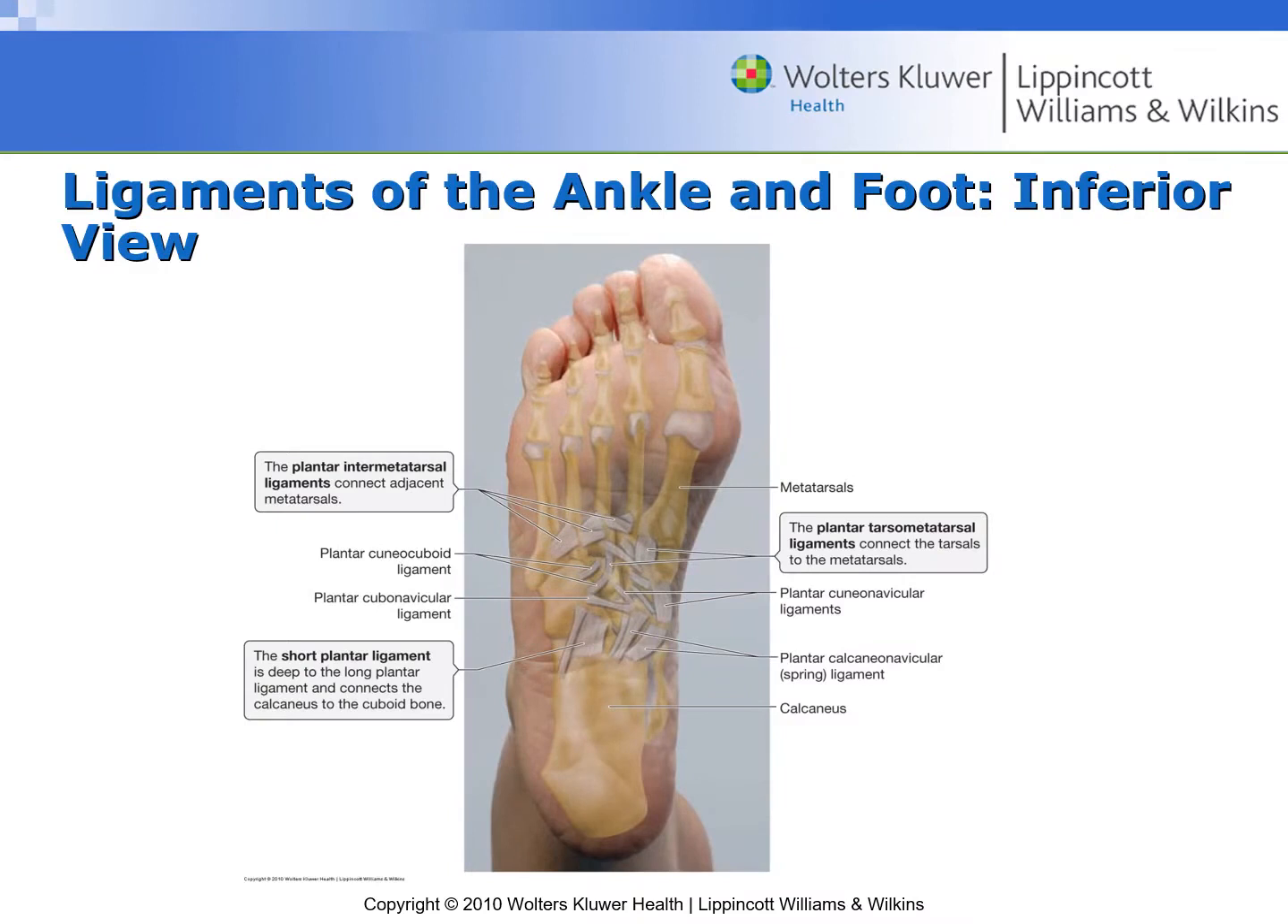We see the short plantar ligament, which is deep to the long plantar ligament and connects the calcaneus to the cuboid bone. Over to the right most superiorly, we see the metatarsals. We see the plantar tarsometatarsal ligaments, which connect the tarsals to the metatarsals. We also see the plantar cubonavicular ligaments, and we see the plantar calcaneonavicular spring ligament, and we also see the calcaneus.